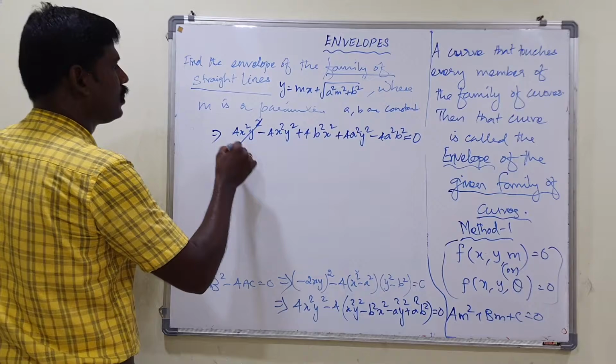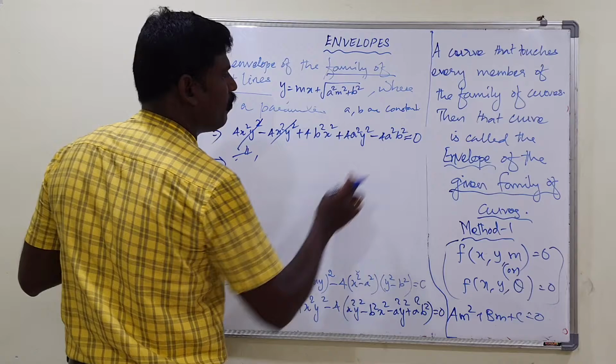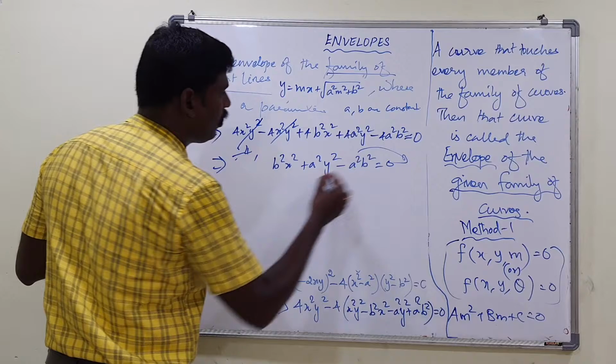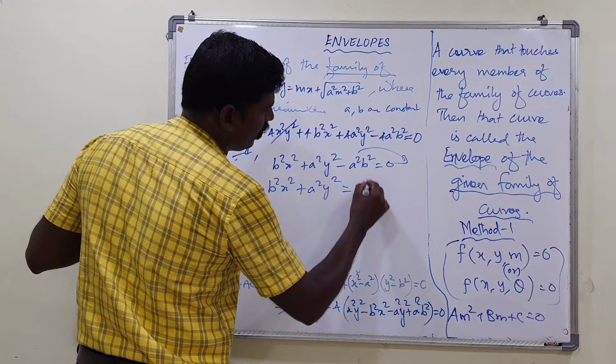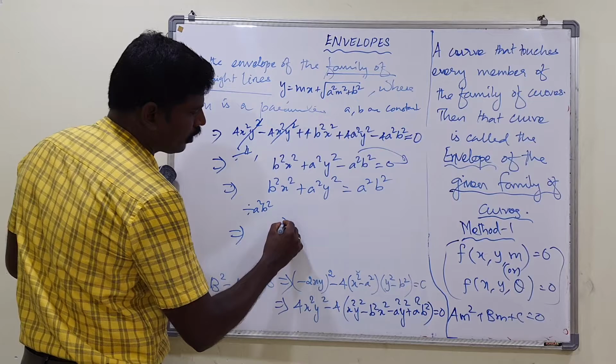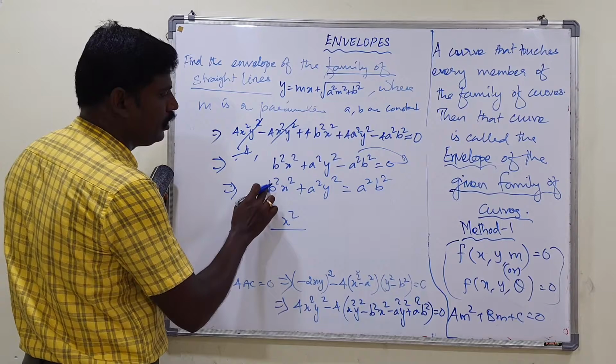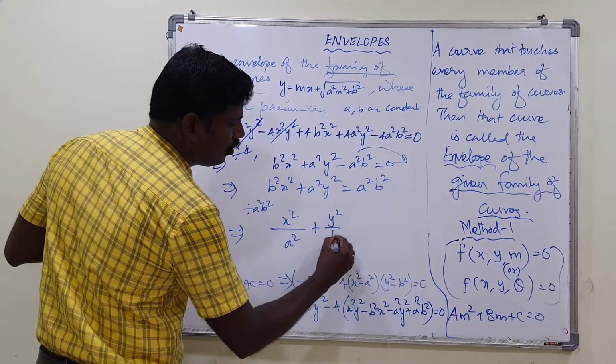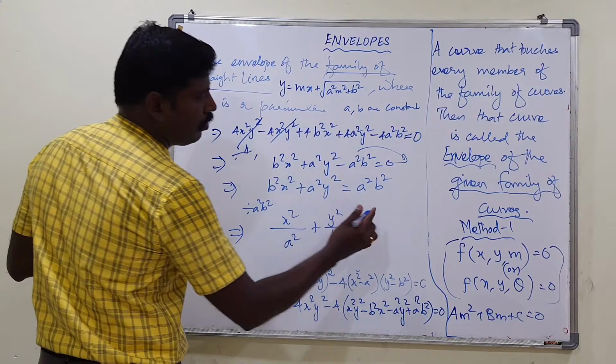Then divide by 4, since 4 is common in every term. So you will get b square x square plus a square y square minus a square b square equal to 0. Taking this constant term to the right hand side: b square x square plus a square y square equal to a square b square. So divide by a square b square. What will you get? x square by a square: b square x square by a square b square, so this b square cancels with this b square. A square y square over a square b square: a square cancels, so b square remains in the denominator. On the right hand side, a square b square by a square b square, so the remaining will be 1.